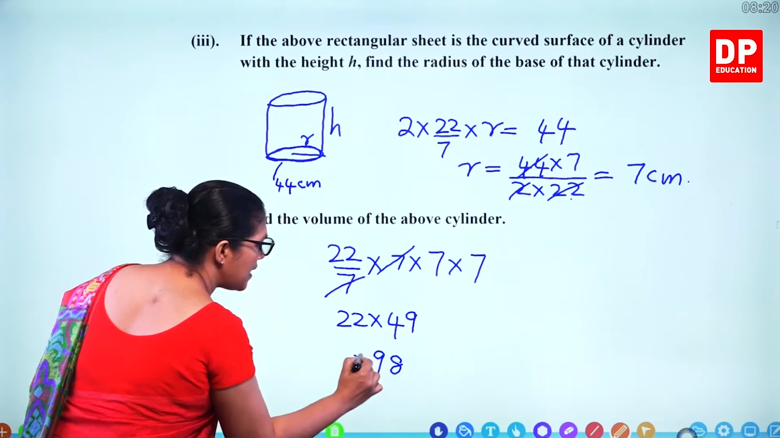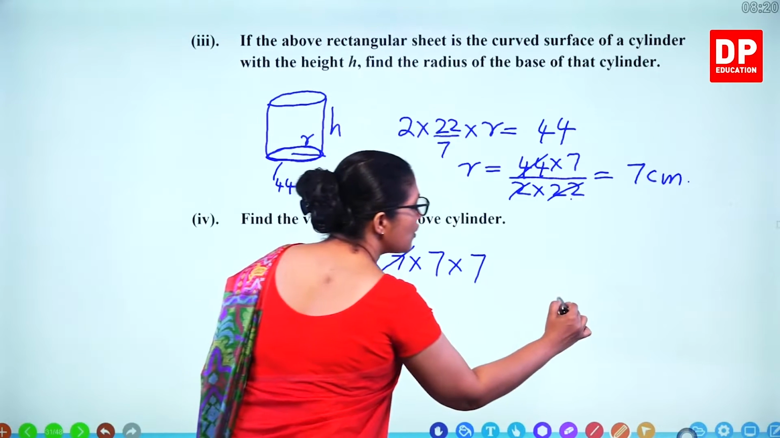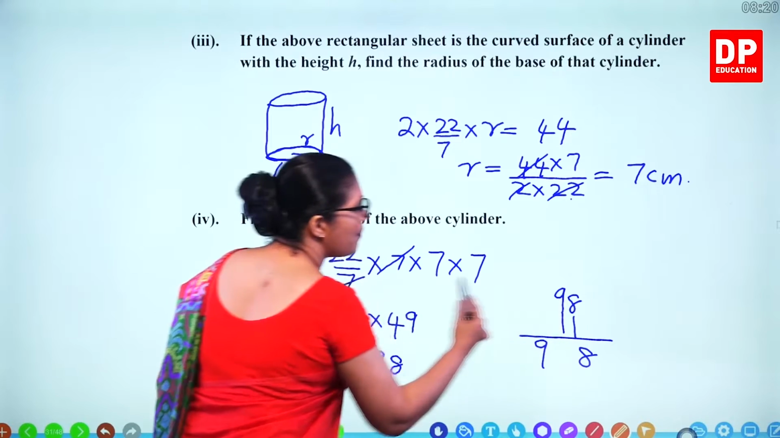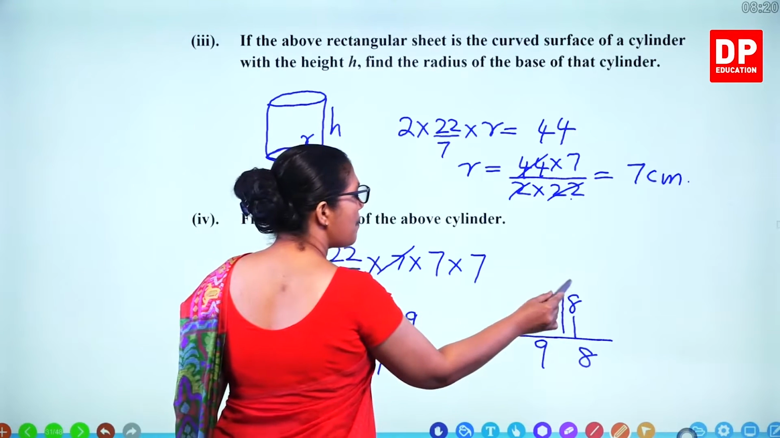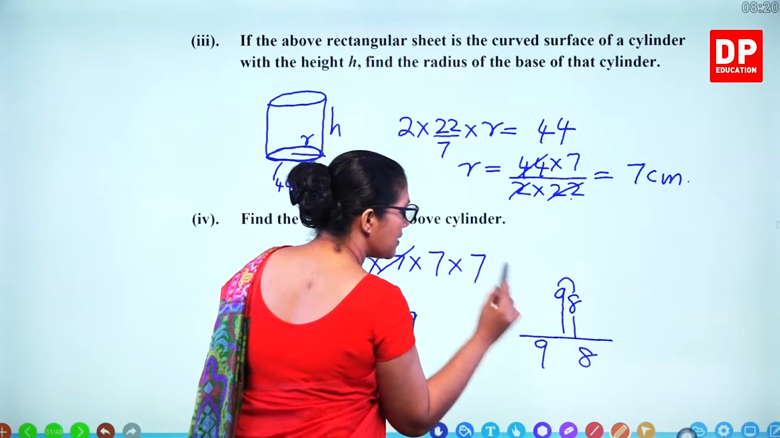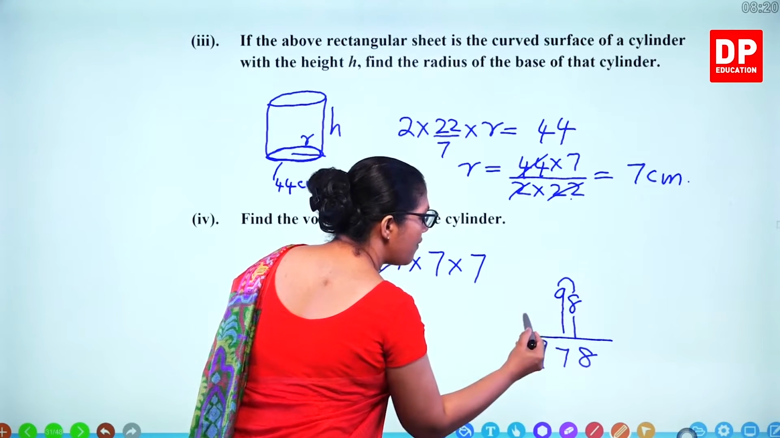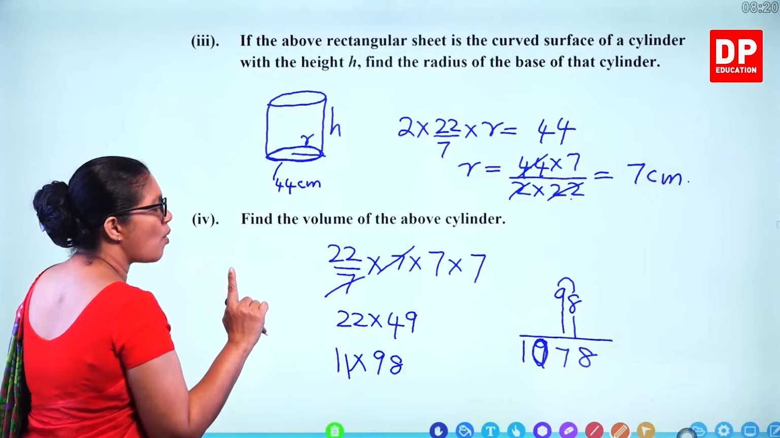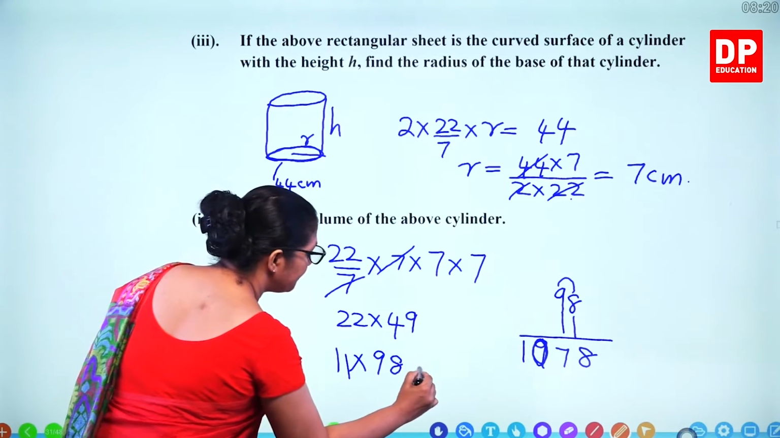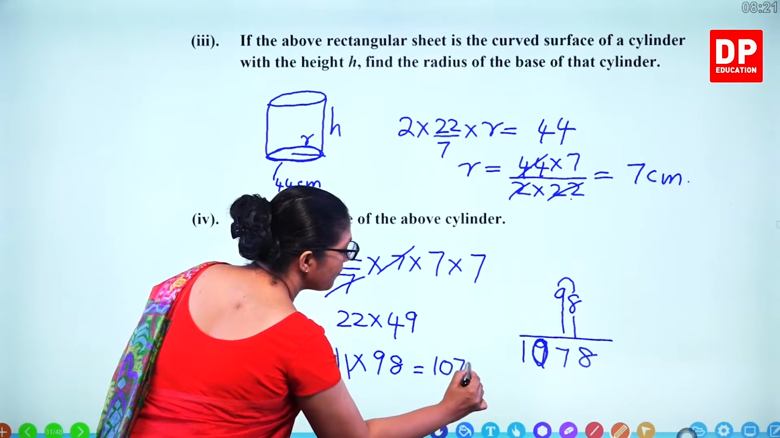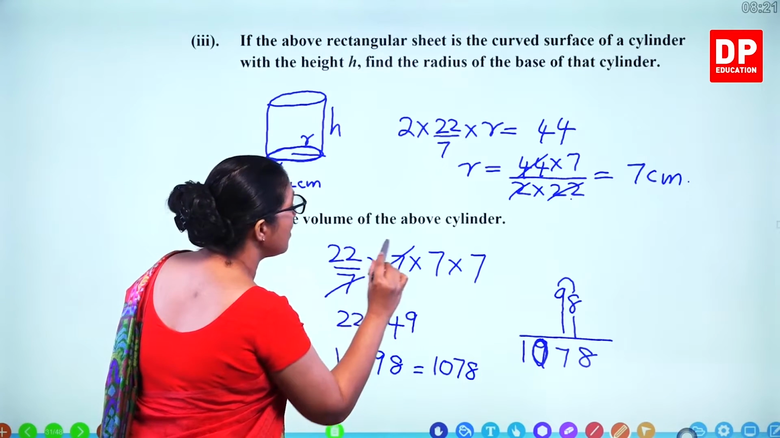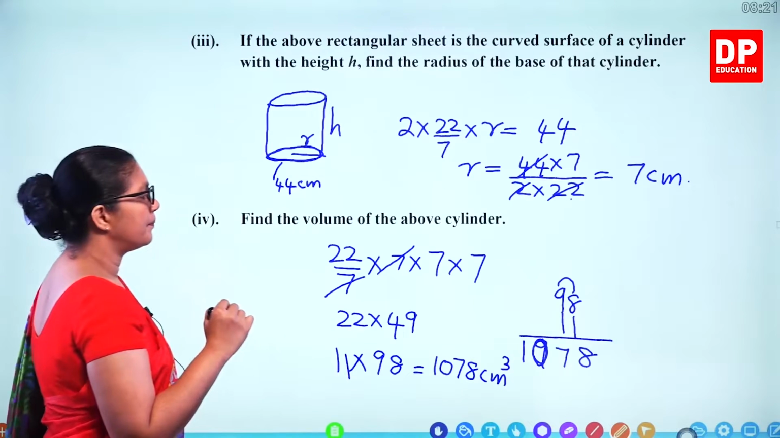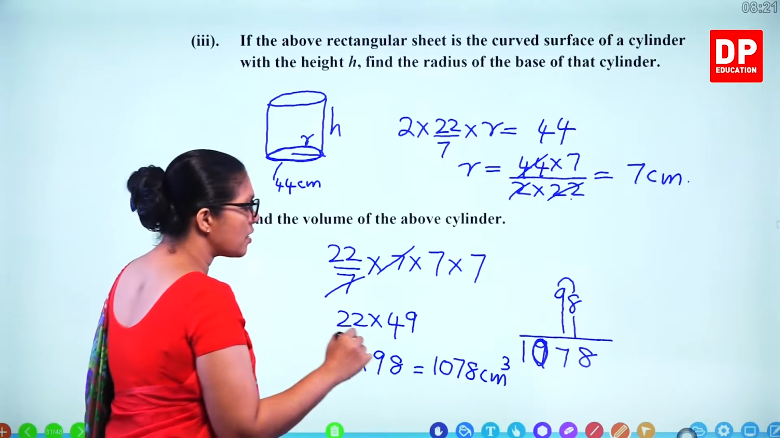98. Times 11. What's the easiest way to multiply by 11? You split the two numbers and then you add it. 8 plus 9, 17. Put 7 and 1 remaining. So, this becomes 1078. This is volume, cubic centimeters. Let's see how many marks for this one.